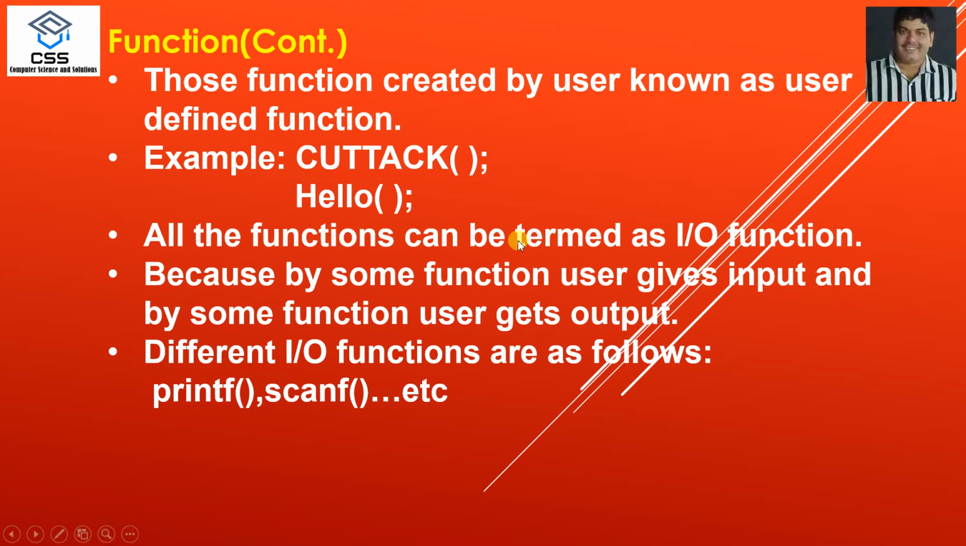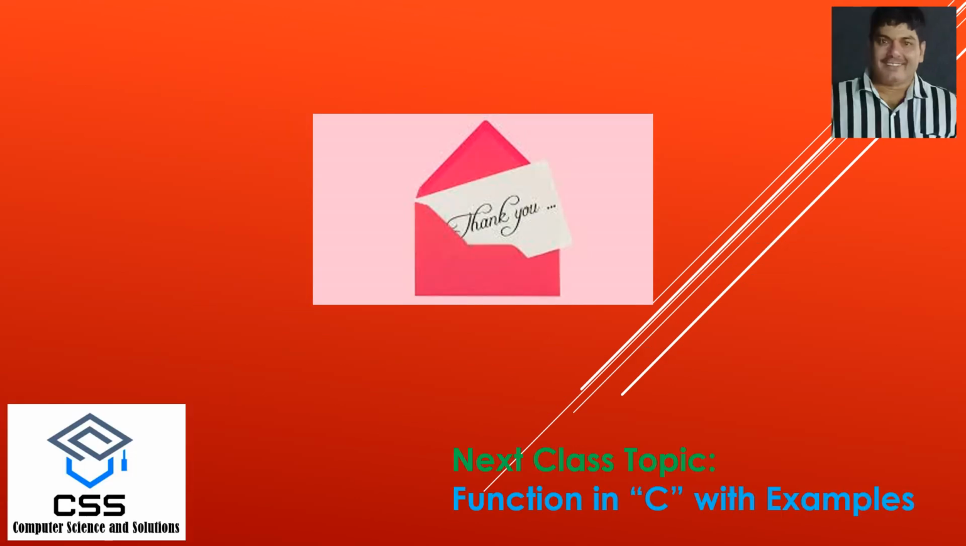All the functions can be termed as IO functions. Why are they termed IO functions? Because we have to give the input and get the output. Hence all the functions we use, like number functions, character functions, string functions, are known as input output functions. Some functions are input functions and some are output functions, because with some functions the user can give input and with others the user can get output. Different IO functions are printf, scanf and many others we will be discussing in the next part.